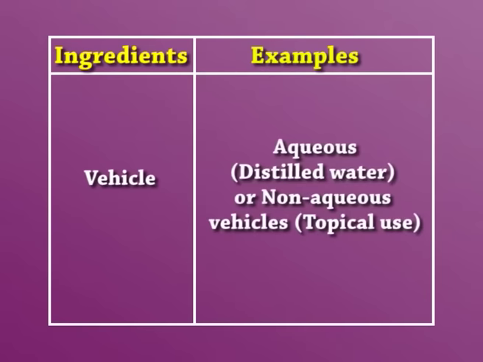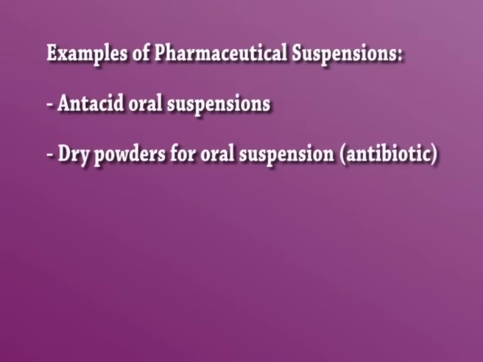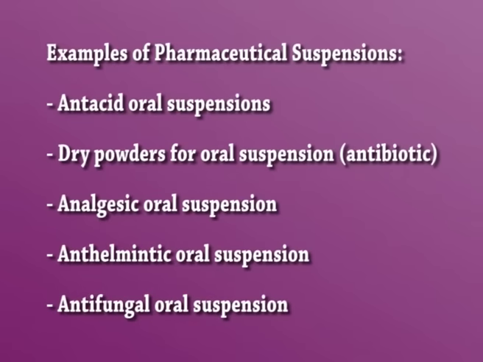Vehicles might be aqueous or non-aqueous. The aqueous one is distilled water, and the non-aqueous one is used for topical application. Now let's move to the examples of pharmaceutical suspensions: antacid oral suspensions, dry powders for oral suspensions that might include antibiotics, analgesic oral suspensions, anthelmintic oral suspensions, antifungal oral suspensions. Now you have a clear, crystalline idea of what a suspension is and what the types of suspensions are. Now we will move to advantages and disadvantages.